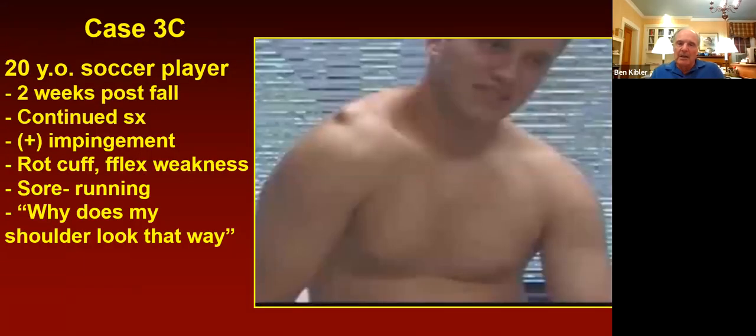Okay, here's a soccer player. He's got this injury right here. His continued symptoms, once again, impingement. But it's this thing, he cannot run because his arm hurts. He can't run on the soccer field because his arm hurts. And why does my shoulder look that way? So, based on your knowledge of this AC separation, what grade is that? Is that a 5, 3? What grade is it? Yeah, 27. Does that help you?